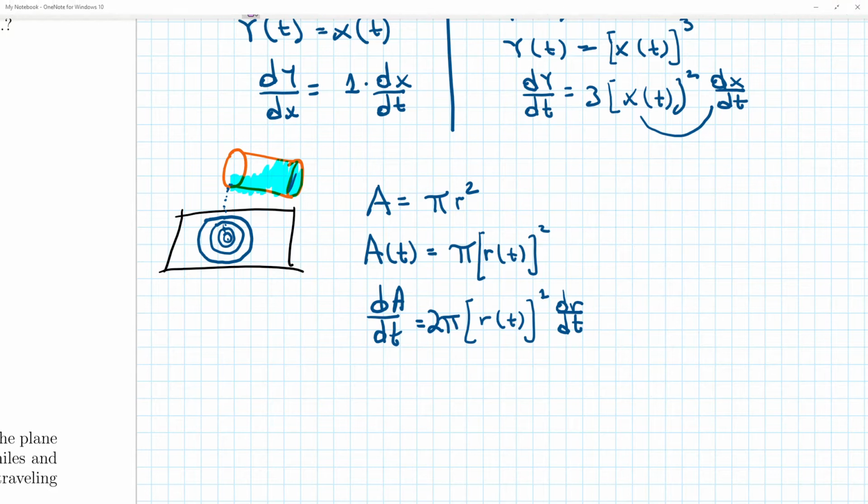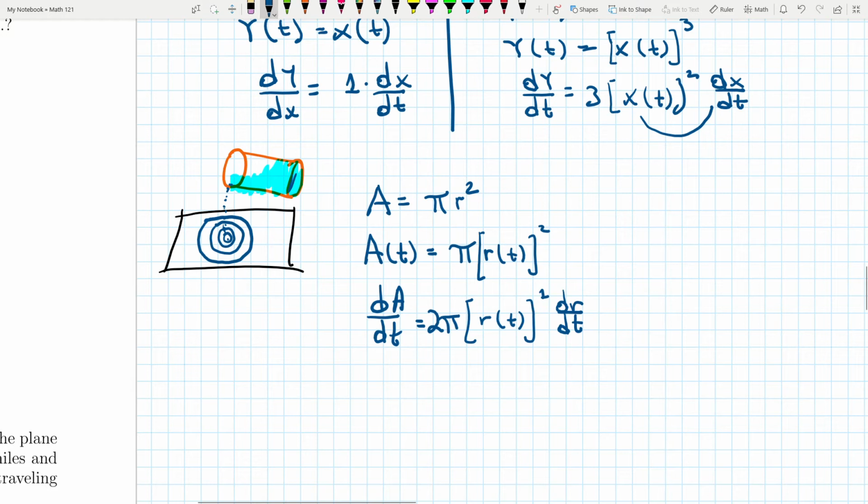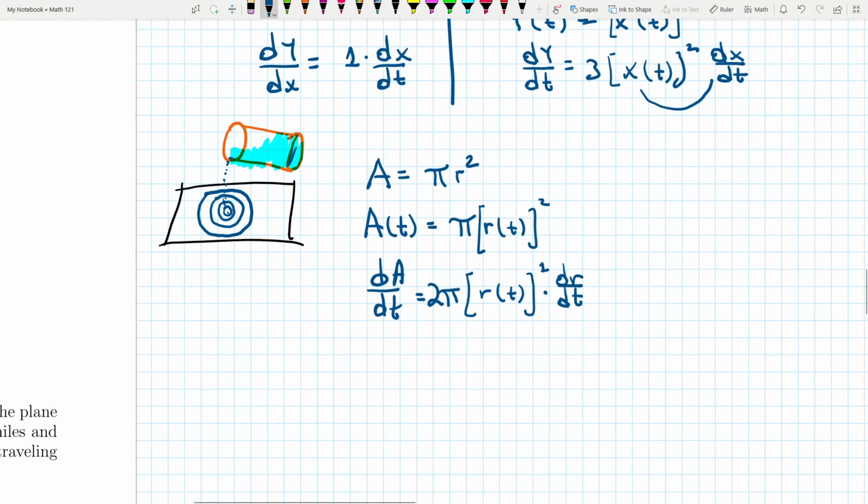So let's see. In this case, we have found an expression that describes the change of the area with respect to time due to a change in the radius. Okay, let me repeat that. We're finding an expression that describes the change in the area of the circle due to a change in the radius.